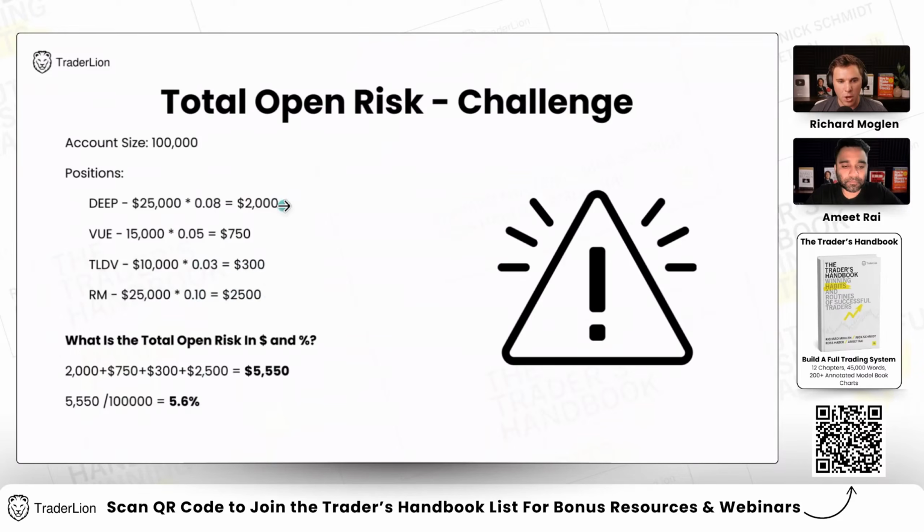Then you sum all these up and you get a dollar risk, which would be your dollar drawdown if everything was stopped out, of 5,550. I rounded this to 5.6%, but you basically take that number divided by your account value, and that's how you get your total open risk amount. So great job, everybody. Most of you got it right, and you should be able to do this math because it's simple.